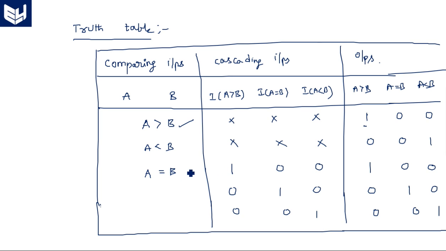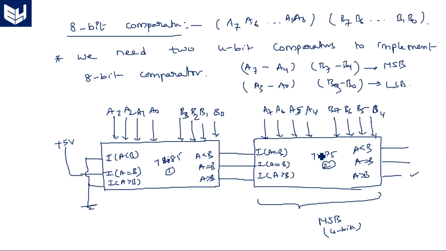But when A is equal to B, see here, suppose when you are comparing the MSBs and A is equal to B, then we have to go for the comparison of lower order bits. So whatever this says, that will be the output. Okay, so this is the 8-bit comparator and its examples. Thank you.